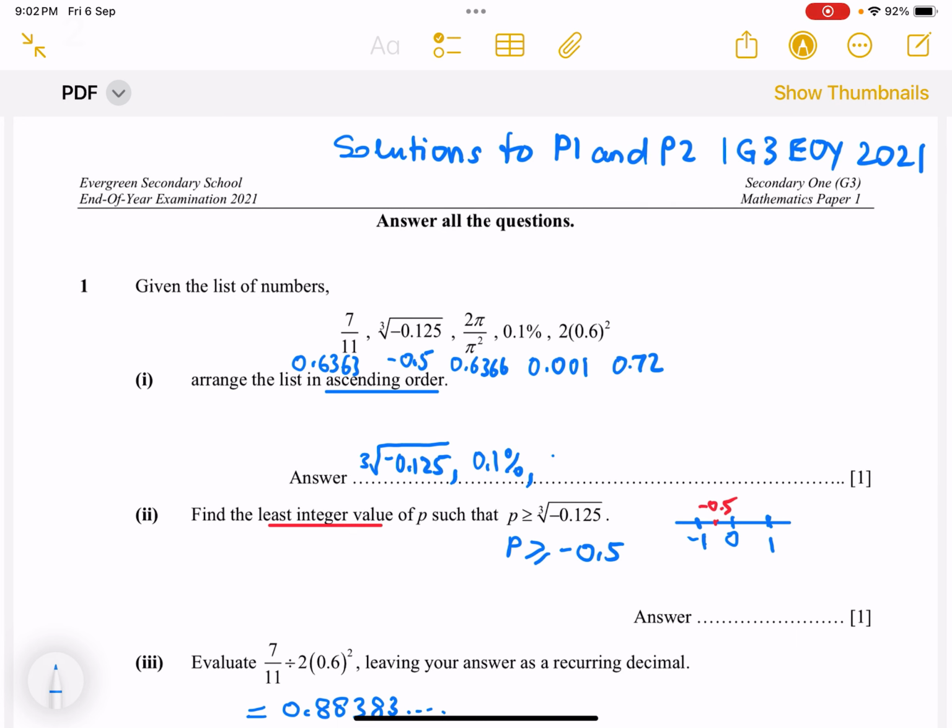Next, we have this 0.6363, which is 7/11. And then we have 2 pi over pi squared, which works out to be 2 over pi. And finally, we have the last number, which is 0.72, which is the number 2 times 0.6 squared.